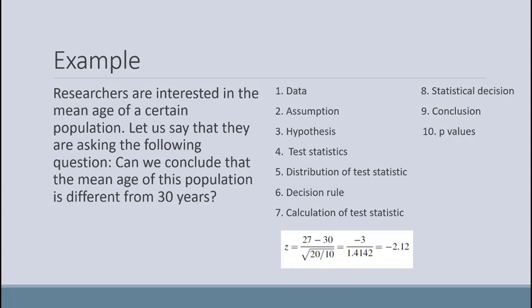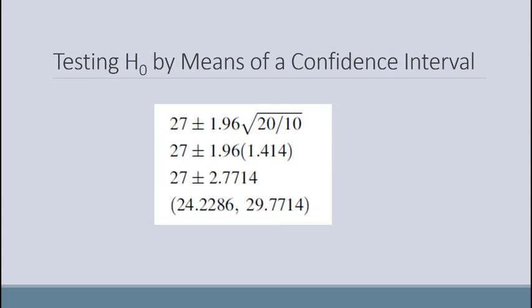A general rule worth remembering then is that if the p-value is less than or equal to alpha, we reject the null hypothesis. If the p-value is greater than alpha, we do not reject the null hypothesis. In the last example, we were able to reject the null hypothesis because the computed value of the test statistic fell in the reject region.